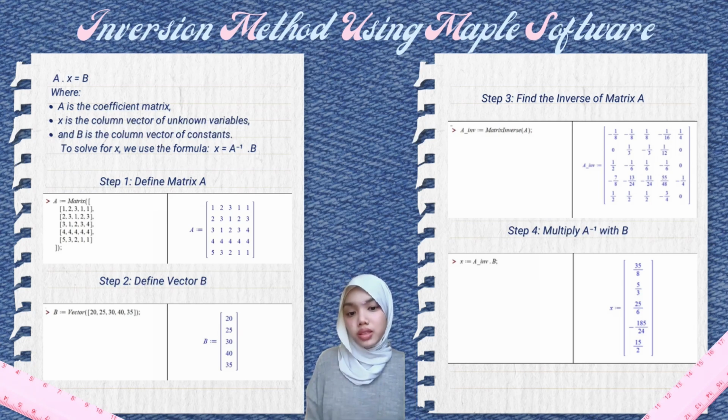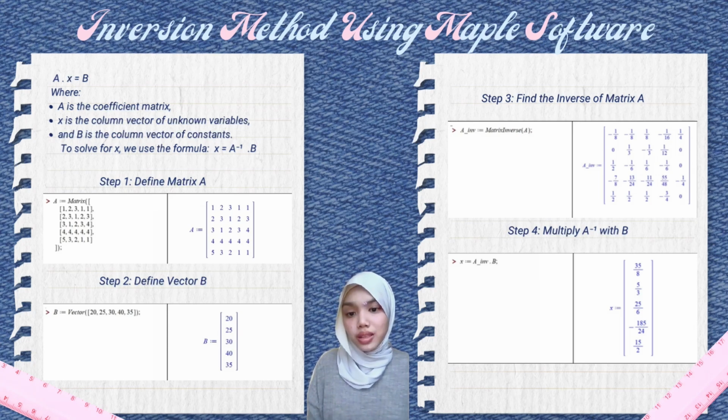Step 1. Define matrix A. Here, we enter the matrix A into Maple using the matrix command. Each row represents one equation and each column corresponds to one variable. Since we have 5 variables, this is a 5x5 matrix. Next, we define vector B using the vector command. This column vector contains the constants on the right-hand side of each equation.